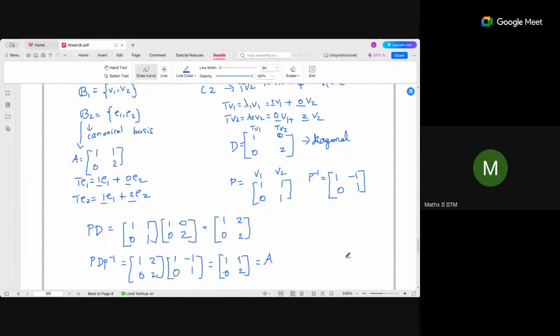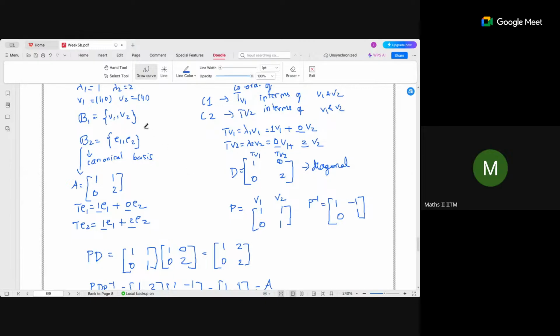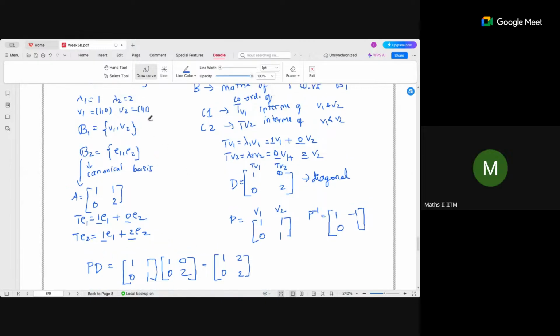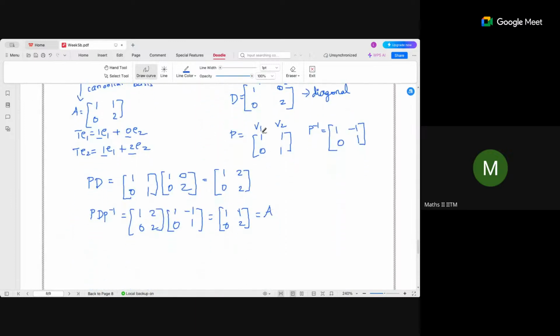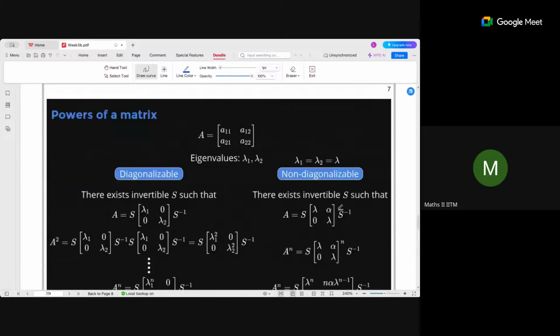Yes, ma'am. So do you understand the process of diagonalization? We first find the eigenvalues, find the eigenvectors and the matrix representation of T. Then we find the diagonal matrix D. Your D is nothing but lambda 1, lambda 2 on the diagonal. And your P is nothing but V1, V2: the first column is V1, the second column is V2. That's all. Nothing much.